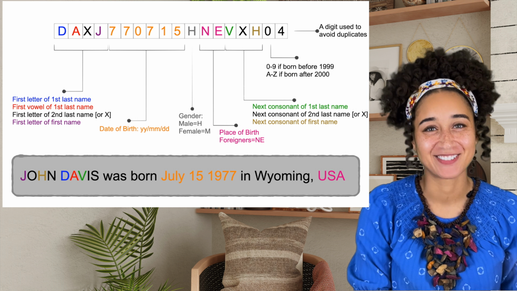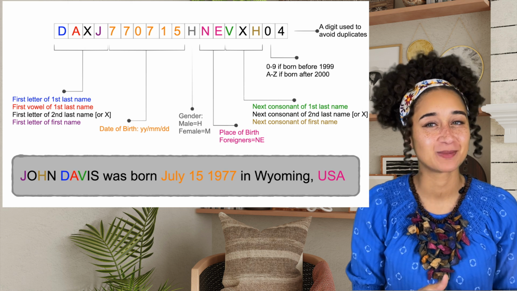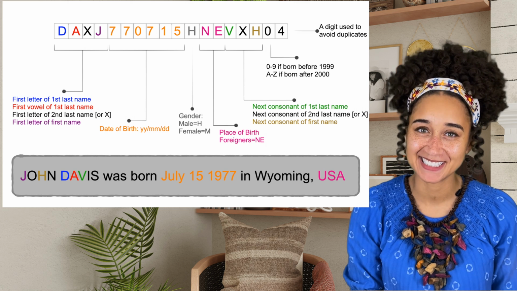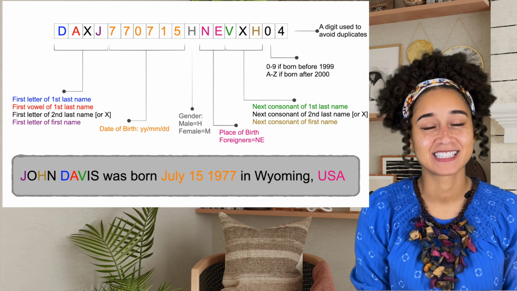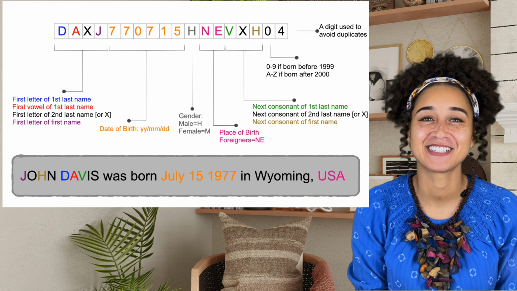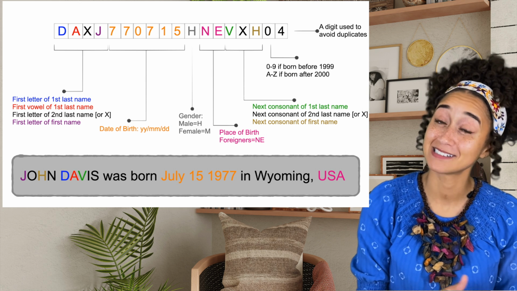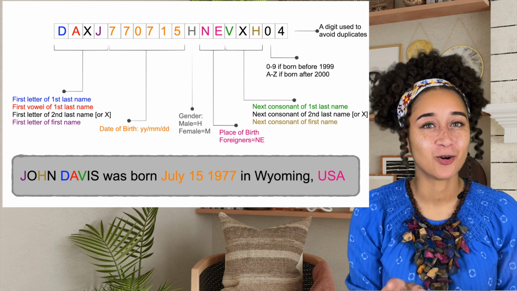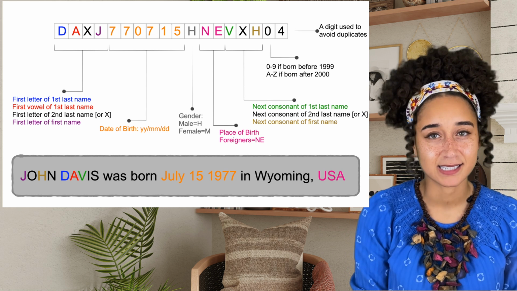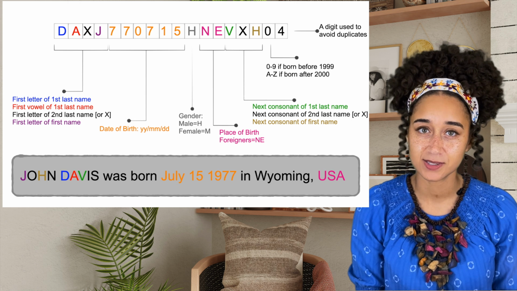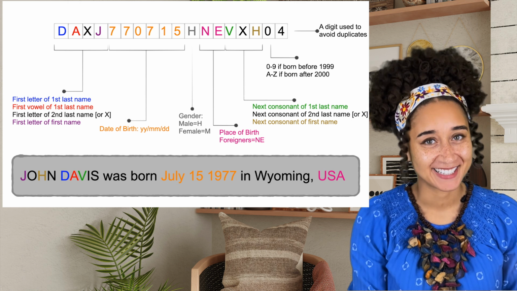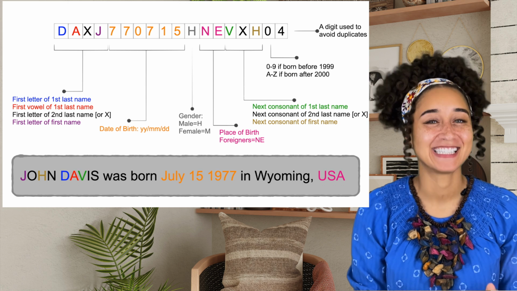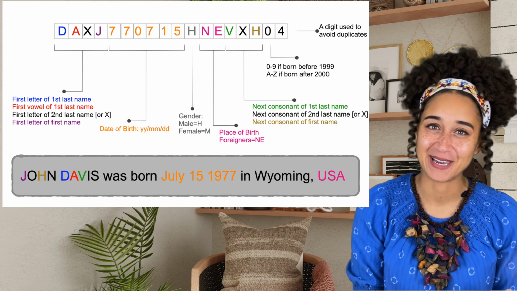The next 3 letters of your CURP go back to your name, assuming that all your names start with a consonant. The next digit is the next consonant of your first last name, or in some cases, your only last name. If it is an ñ or another consonant doesn't exist in this last name, the letter X is used. The next letter is the next consonant of your second last name that you may or may not have.